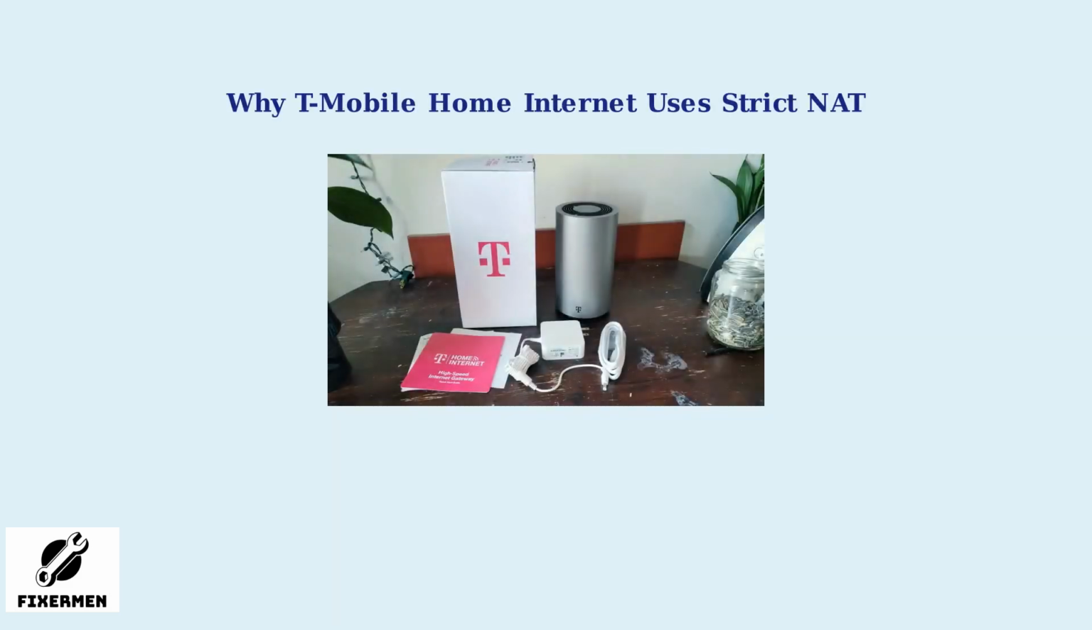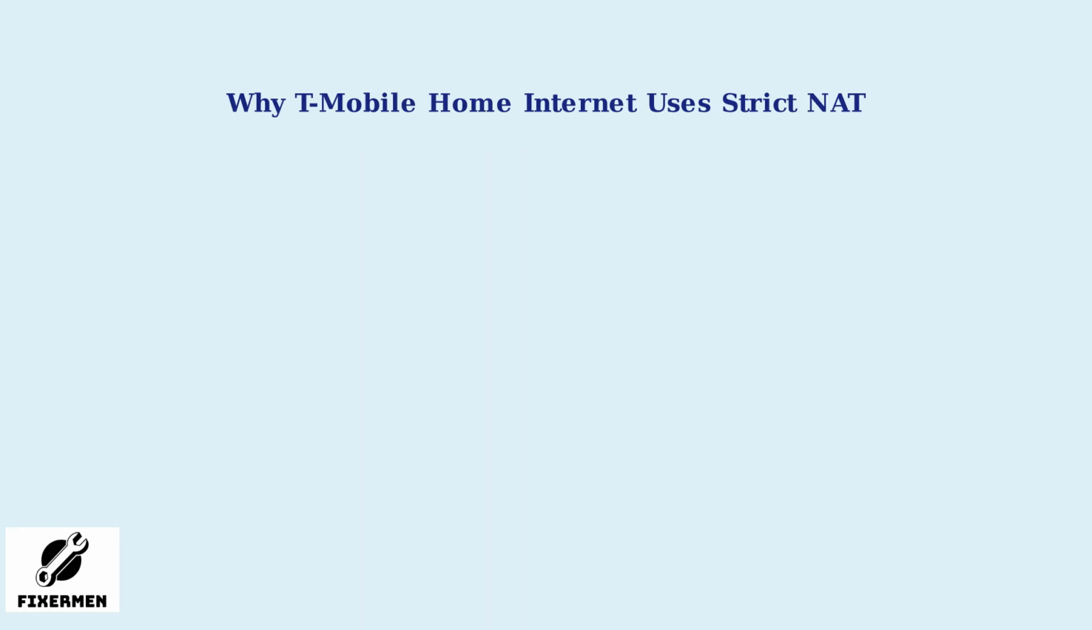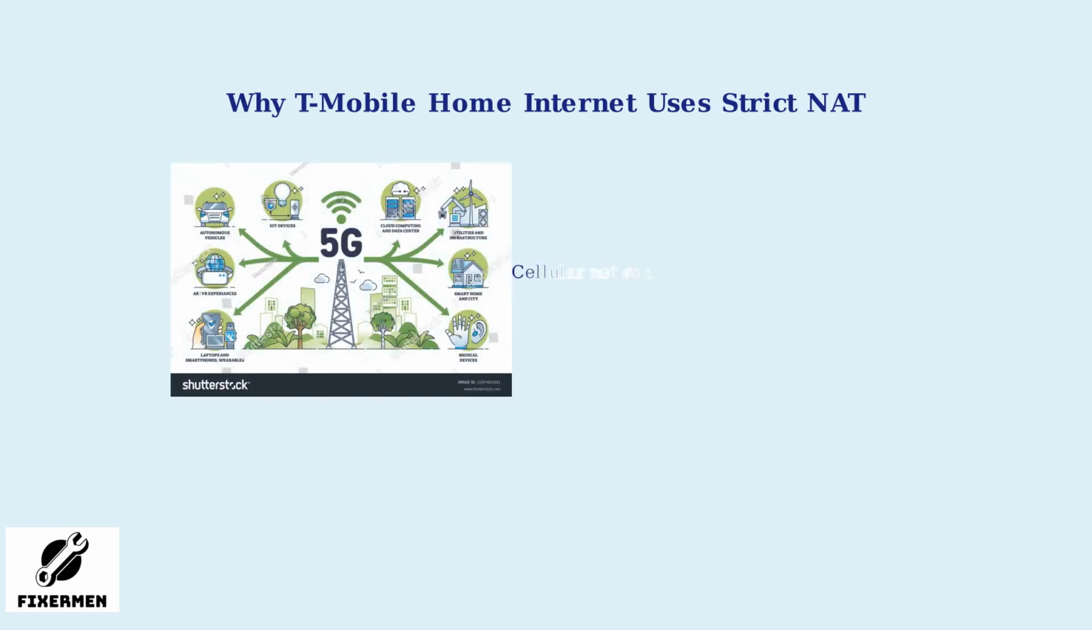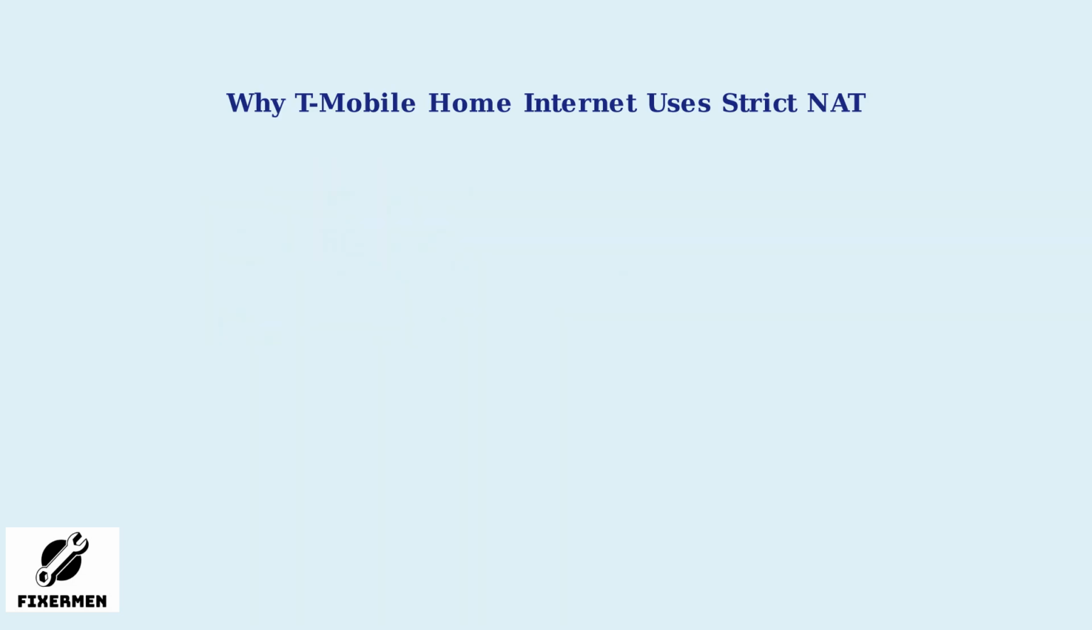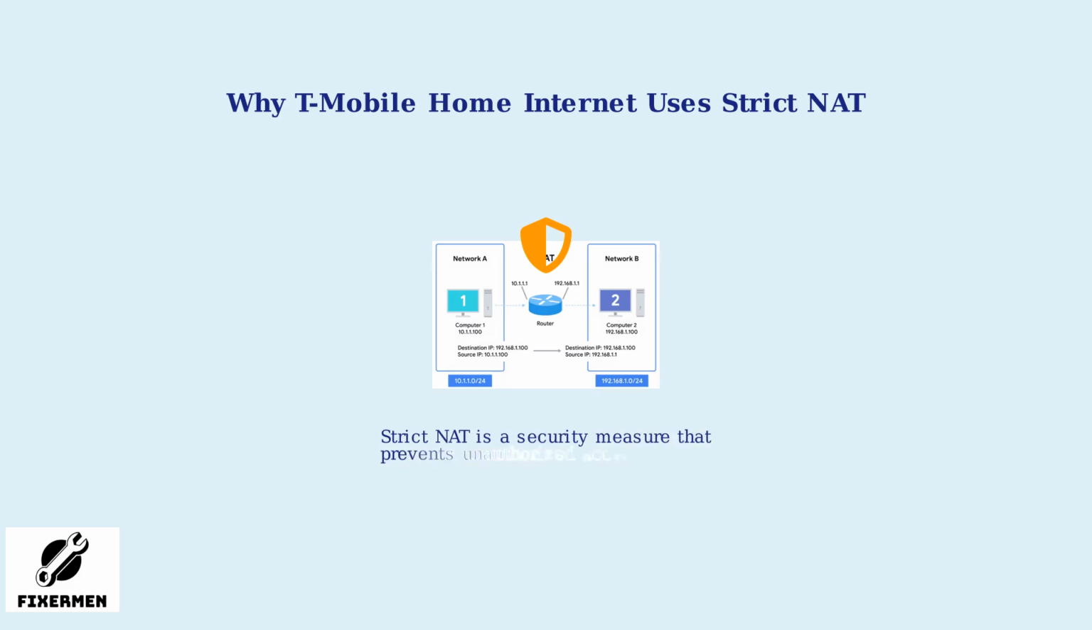T-Mobile Home Internet, or TMHI, operates using cellular networks like 5G and LTE, unlike traditional wired connections. This fundamental difference in technology leads to the use of strict NAT by default. In cellular networks, your home setup is treated as an extension of the broader mobile network. This means the gateway acts more like a mobile device on the carrier's infrastructure, with built-in protections that prioritize network stability and security. Strict NAT serves as a crucial security measure.